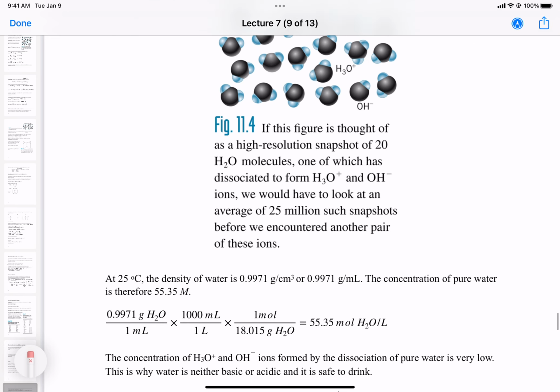Okay, so we can actually calculate the concentration of water. So at 25 degrees, the density of water is approximately 0.9971 grams per centimeter cubed. Like what we did in the first slide, we determined the density of water. So if we use this value, we can calculate the molarity of water for any sample of water. So any sample of water will be 55.35 mole H2O per liter, or 55.4 molar approximately.